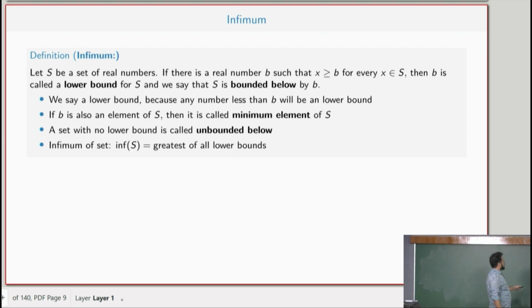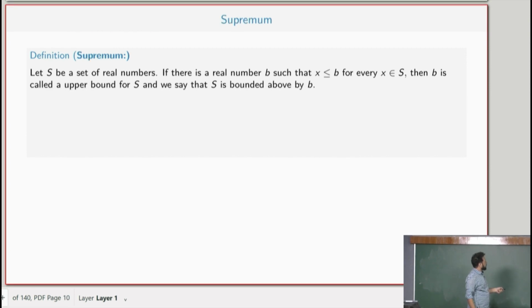Then finally we define infimum, which is usually denoted by inf. When you read papers, you will see this inf of a set, and this is defined to be the greatest of all the lower bounds. As I said, there are many possibilities for lower bounds. You choose the one which is the greatest of all the lower bounds, then you call it infimum. So infimum is defined as the greatest of all lower bounds, and then we can do the same thing for supremum. Wherever you had lower, you change it to upper. So if there exists a real number b such that all elements x are less than or equal to b, then b is an upper bound.